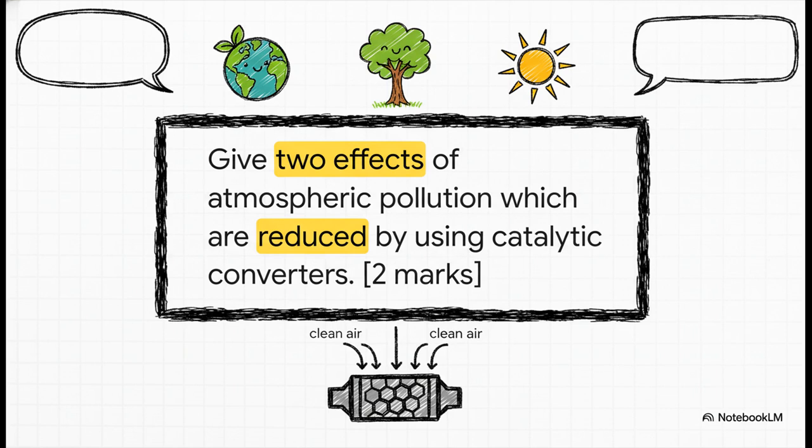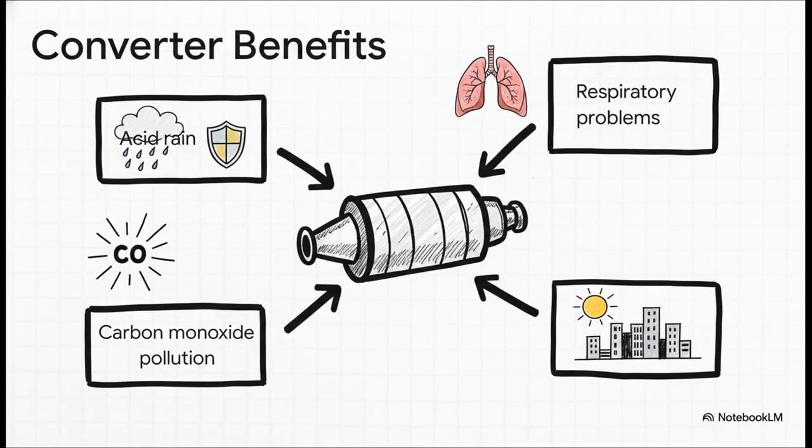So all this chemistry, what's the point? What good do these things actually do? This question wants to know 2 real-world problems that are made better because of catalytic converters. And you guessed it, there's a list of great answers you can choose from. They fight the stuff that causes acid rain. They cut down on smog. And because they get rid of those harmful gases, they help with things like breathing problems. Pick any 2 of those, and the marks are yours.